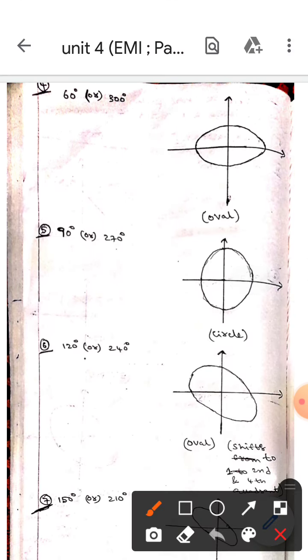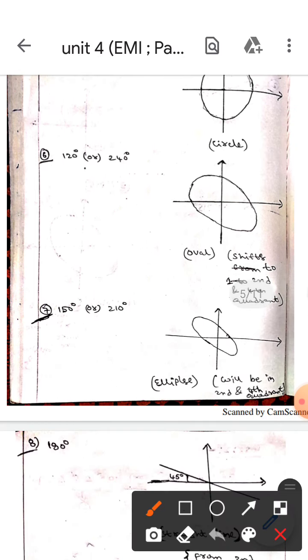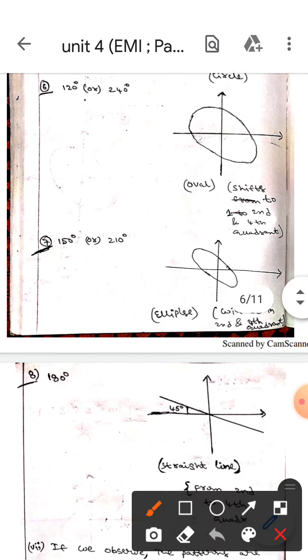And here, if the phase difference is 60 degrees or 300 degrees, then the pattern will be in oval shape. Whereas if the phase difference is 90 degrees or 270 degrees, then the pattern will be a circle. Whereas if the phase difference is 120 degrees or 240 degrees, then the pattern is an oval. It will shift to the second or fourth quadrant, which means it will be in the second or fourth quadrant.